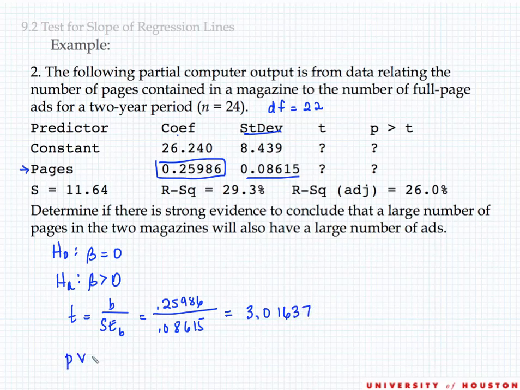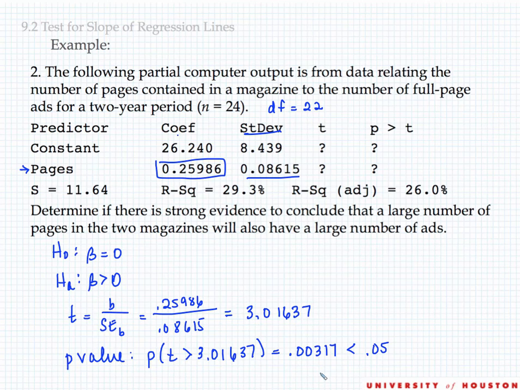So for my p-value, we're going to do the probability that t is greater than, matching my alternate, 3.01637 with 22 degrees of freedom. This gives me 0.00317, which is less than 5%. So we have strong evidence to reject our null hypothesis, which says there's no linear relationship, in favor of saying that we have a positive linear relationship between our two variables.